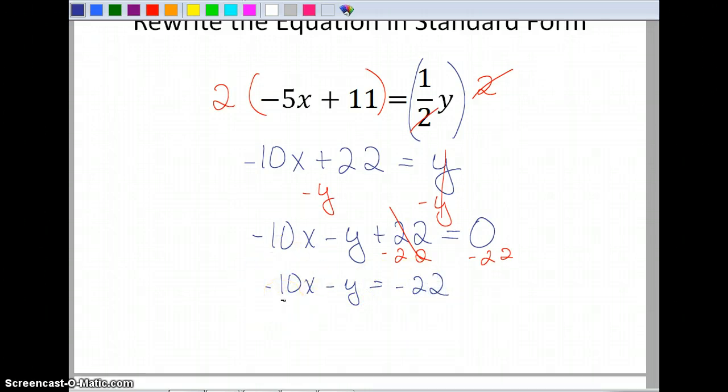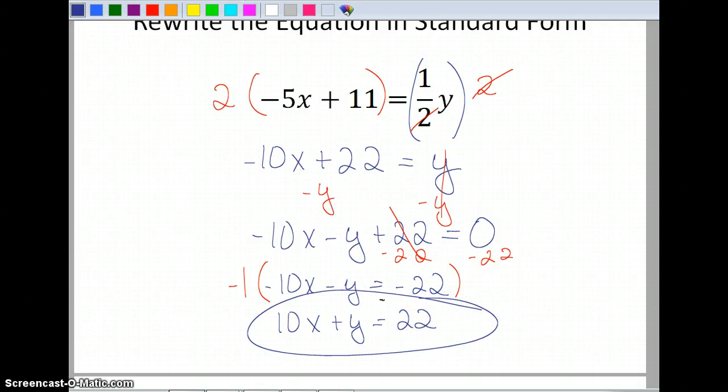I look at my a value. I'm like, uh-oh, it's negative. So I'm just going to multiply each and every term by -1. So I'm basically flipping every single sign. So I get a positive 10x, negative times negative gives me a positive. -1 times -y gives me plus y. -22 times -1 gives me a positive 22. And there is my standard form.